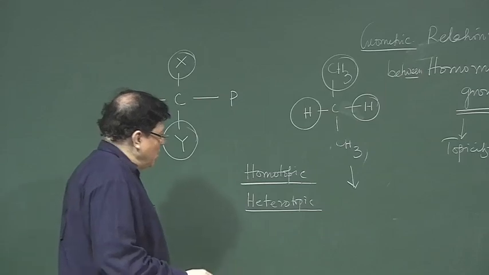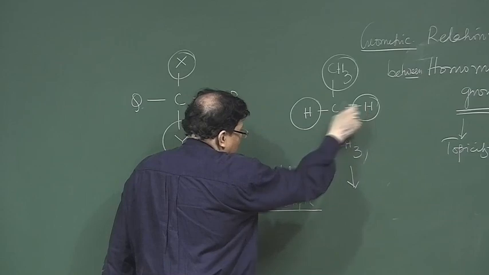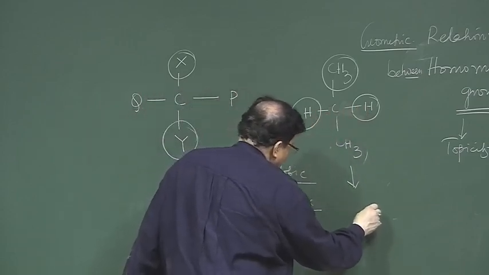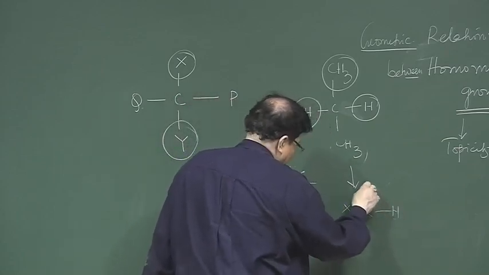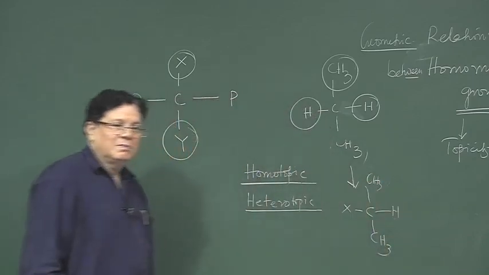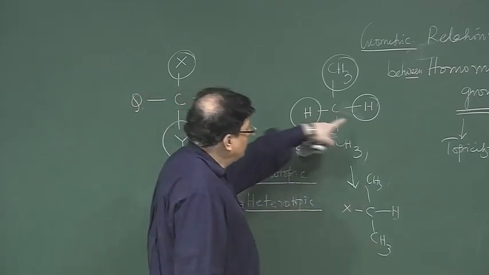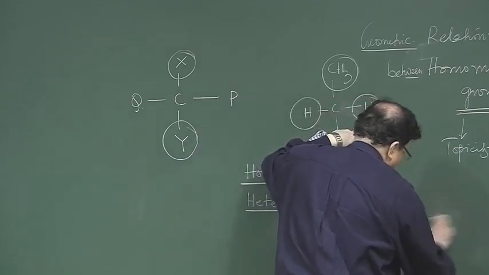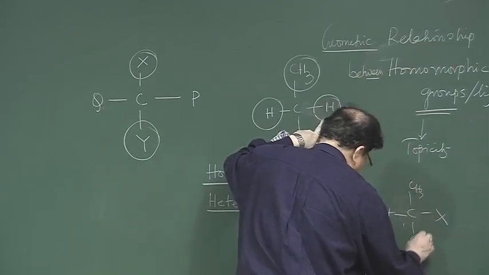Okay. So, what it says is, if you want to know the relationship between these two hydrogens, you replace one of the hydrogens with a group X and keep the other groups there. Okay. So, you get this compound. On the other hand, if you replace the other hydrogen on the carbon with X, you get this compound.